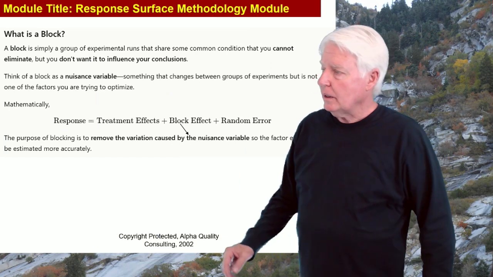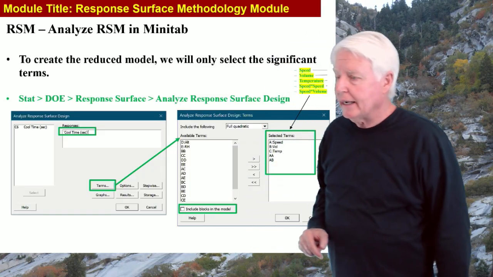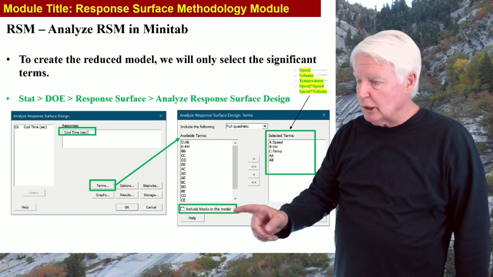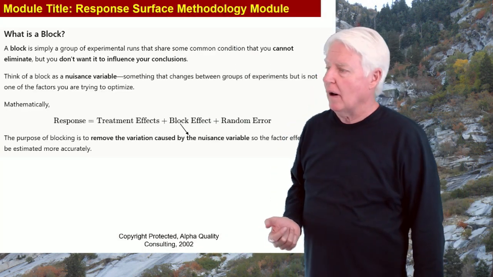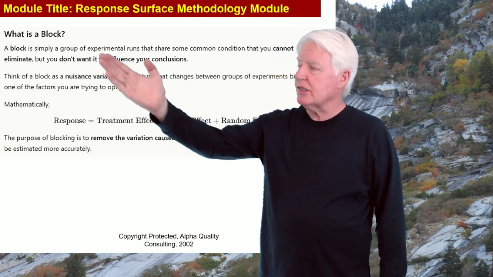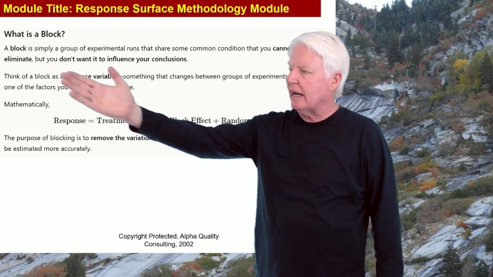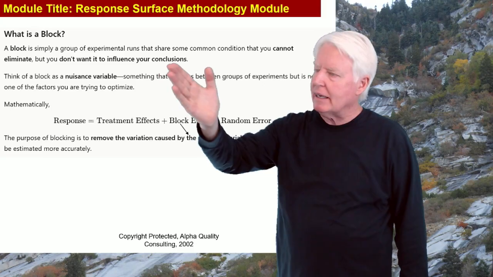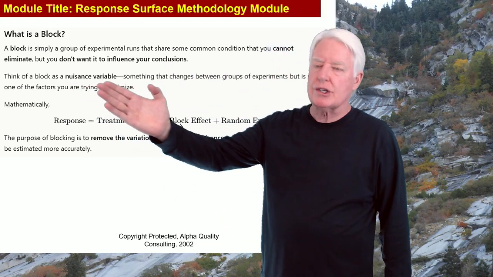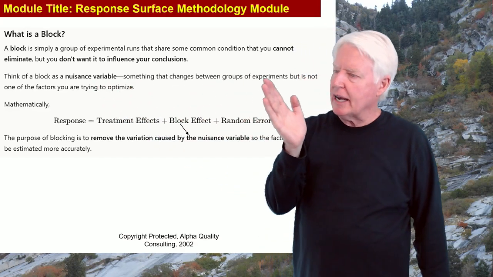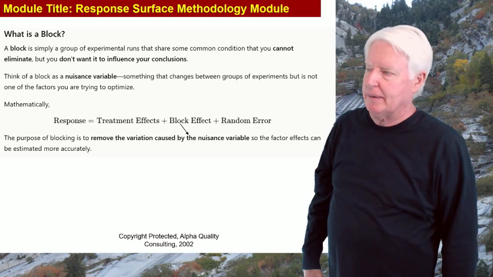Now, I want to also talk about a block, because somewhere in here it says, do you want to run blocks? There it is, include blocks in the model. Okay, let's explain what they mean by blocks. A block is simply a group of experimental runs that share some common condition that you cannot eliminate, but you don't want it to influence your conclusions in your experiment. Think of a block as a nuisance variable, something that changes between the groups of experiments, but is not one of the factors you're trying to optimize.